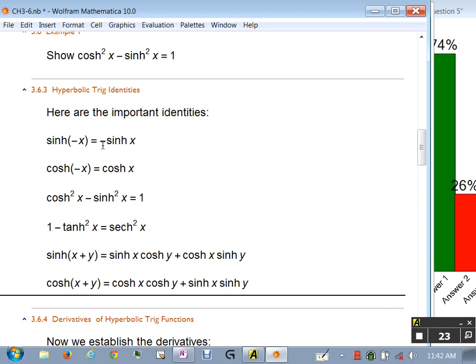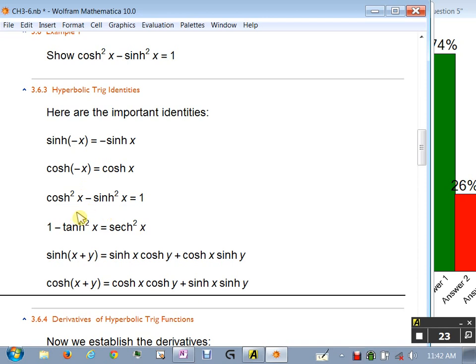What is this called when sine hyperbolic of negative x is the same as negative sine hyperbolic of x? Even odd. This one is what? Odd. This one? Even. So if you plug in a negative into the sine hyperbolic, it's the same as plugging in a positive and then changing the sign negative. This one says for cosine hyperbolic, it doesn't matter. Plug in a positive or a negative number, it gives you the same value.